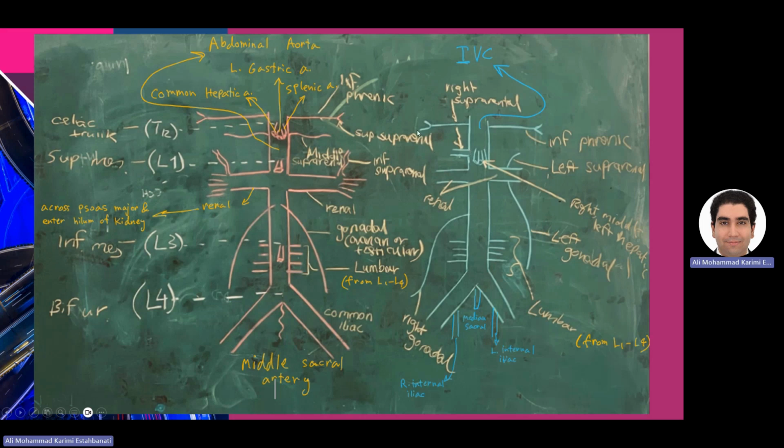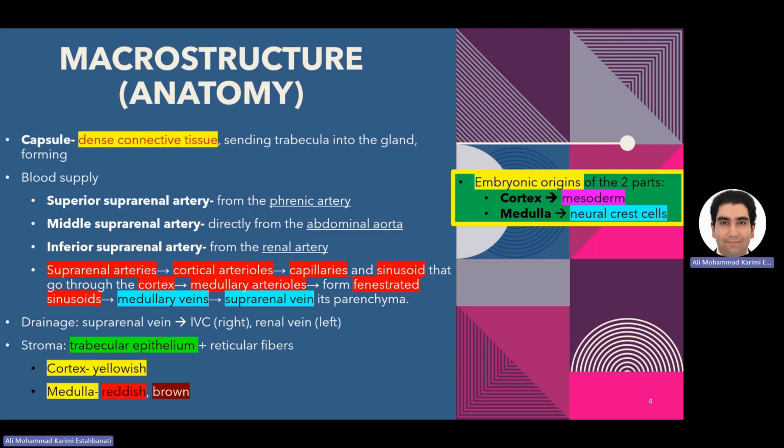On the right side, it will drain directly into the inferior vena cava, while on the left side it will drain into the left renal vein. Okay? So these are the four structures I want you to remember. Now, macrostructure and anatomy of the adrenal gland.